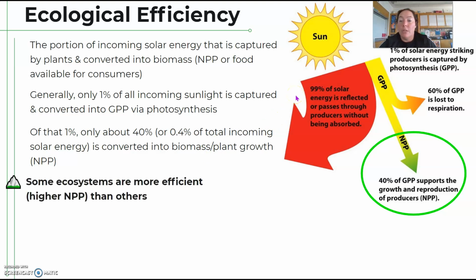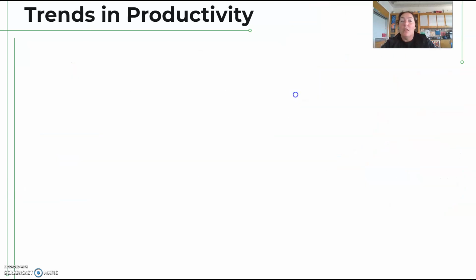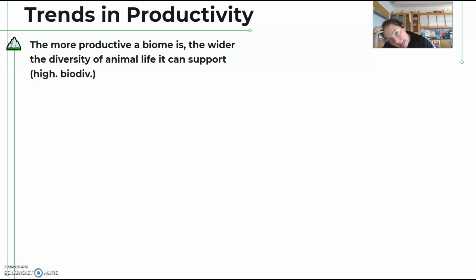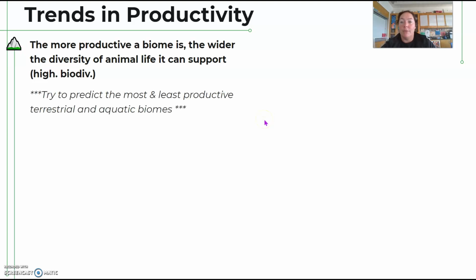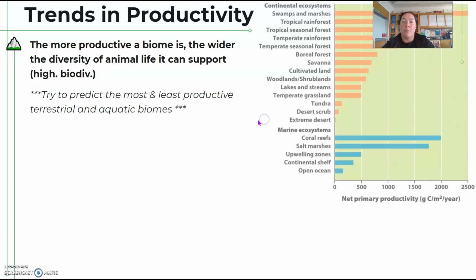Some are more efficient. So some have a higher net primary productivity than others. What we tend to see is that the wider biodiversity it can support, that means it's generally more productive. Okay. So try to think about, write down in your notebook, which ecosystem do you think is going to be the most productive? So the highest productivity versus the lowest productivity.